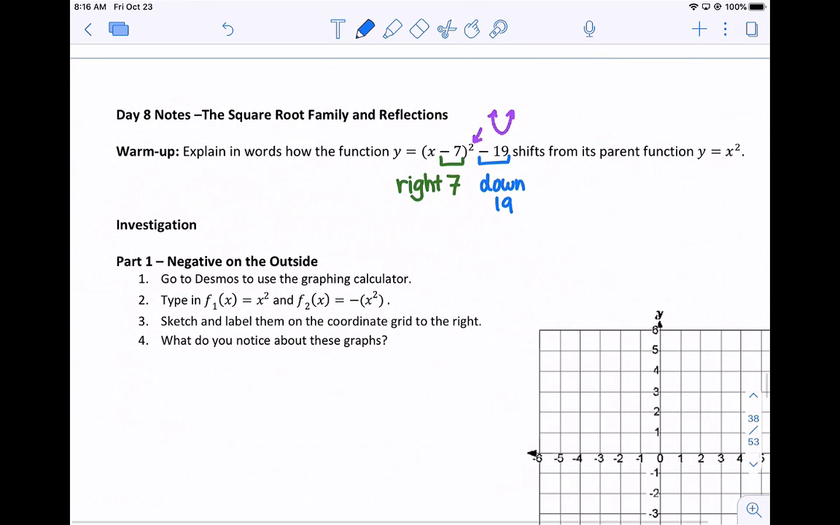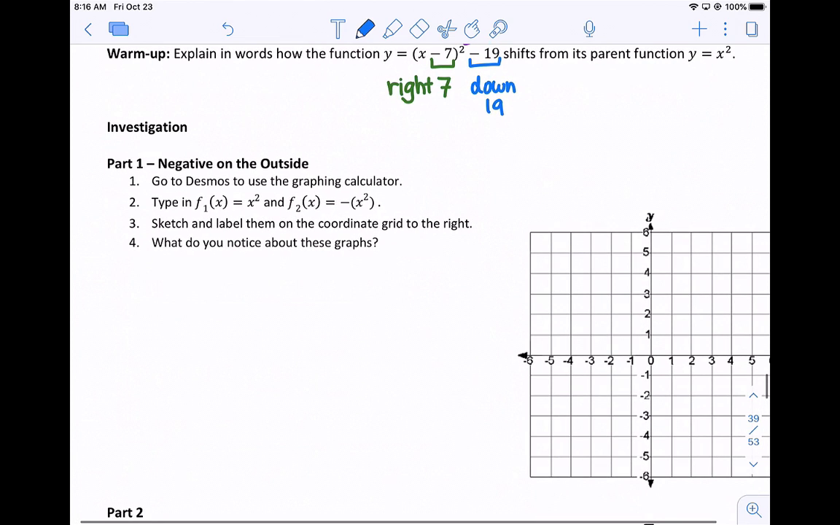So our goal today is to take a look at this new parent function, the square root family, and then to take a look at how we reflect graphs. So for part 1, what happens if there's a negative on the outside of the parentheses? And to figure out what happens, we're going to use Desmos.